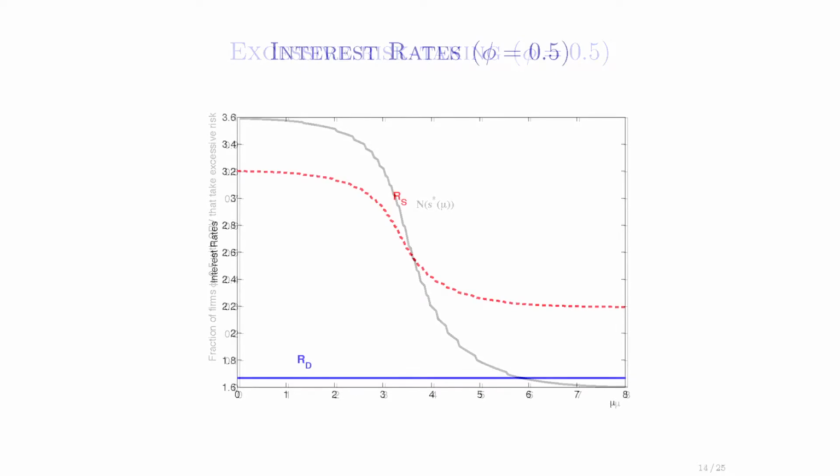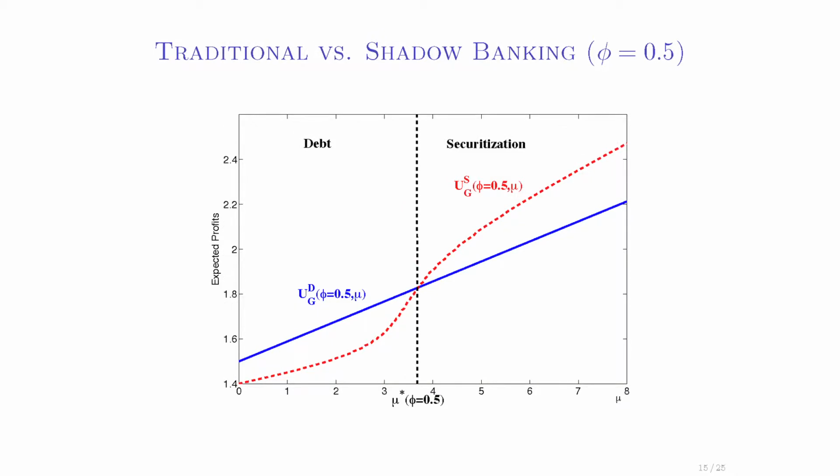Now, that gets translated into the interest rate that they're going to be charged in shadow banking. And now you can compute the expected discounted profits, for different mu's, of participating in traditional banking, which is the blue line, or shadow banking, which is the red line. So when mu is relatively high, these guys will decide to go to shadow banking.